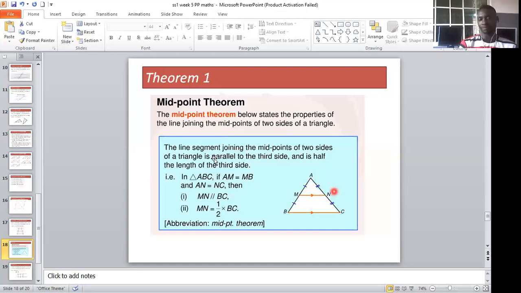So the line segment joining the midpoints of two sides of a triangle, that is AB and AC, the line segment joining the midpoints, that is MN, is parallel to the third side.